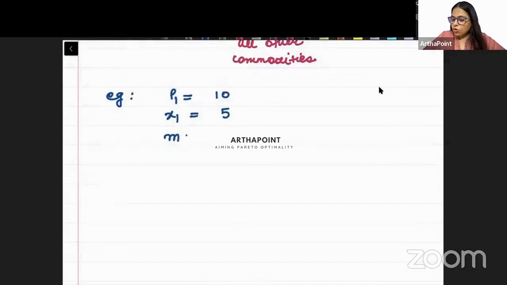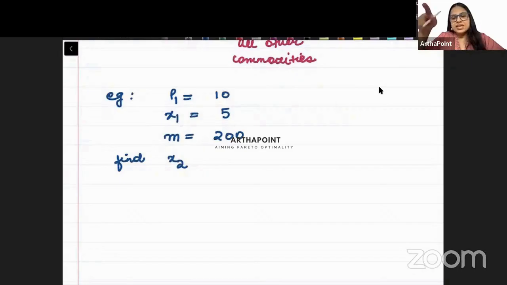देखो ध्यान से समझने की कोशिश करो. Example. Price of milk is 10 rupees. I am purchasing 5 units of milk. Income of consumer is 200. And I am saying find X2. Where X2 is what, beta? It is representing the money spent on all other goods. कितना पैसा मैं बाकी सारे goods पे खर्च कर रही हूं. The total money I am spending on all other goods, that is X2.